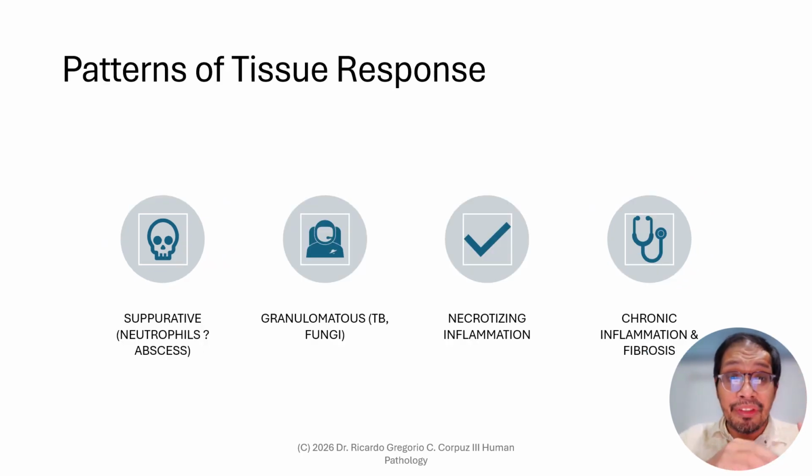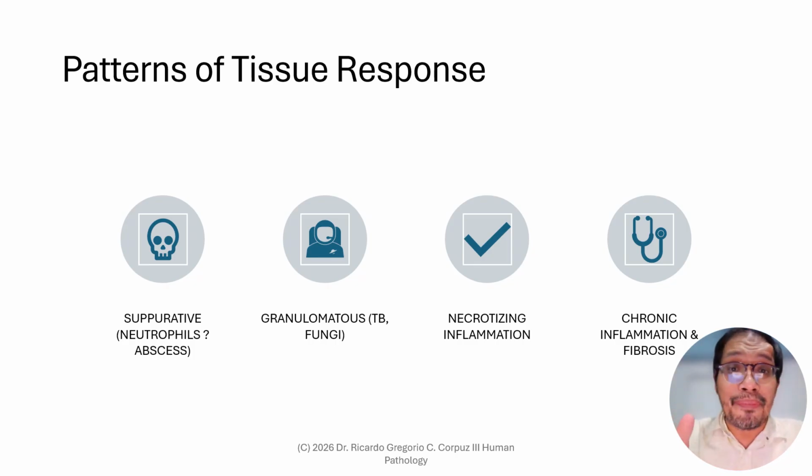Patterns of tissue response. This summarizes the major morphologic patterns the body produces in response to infectious agents. Recognizing these patterns helps you connect mechanism, morphology, and clinical presentation, which is the core of pathology reasoning. Number one, suppurative inflammation: neutrophils and abscess formation. Pyogenic bacteria such as Staphylococcus aureus and Streptococcus pyogenes trigger a neutrophil-rich response.